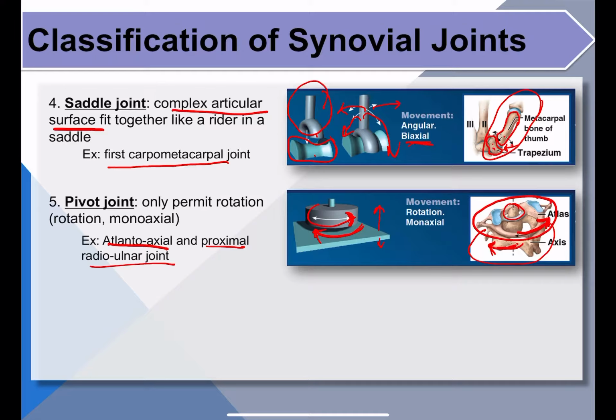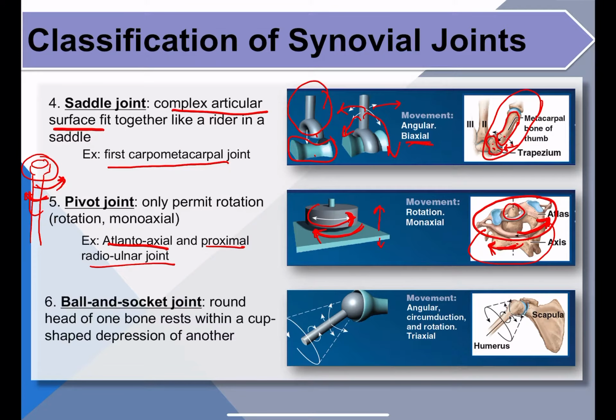So if you look at the radius, it has that circular head, and then the rest of the diaphysis of the radius bone. But this definitely has that circular shape for that twisting motion, rotating this way or that way for that rotation movement, supination, pronation.